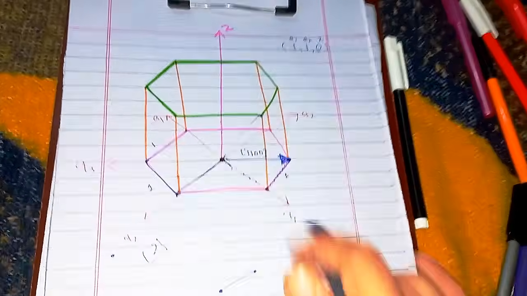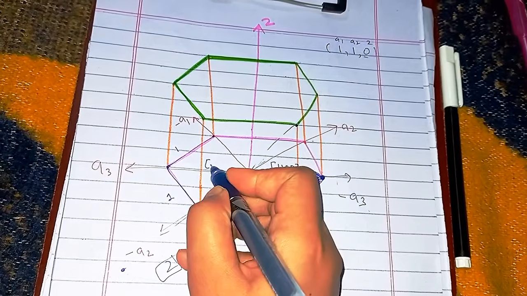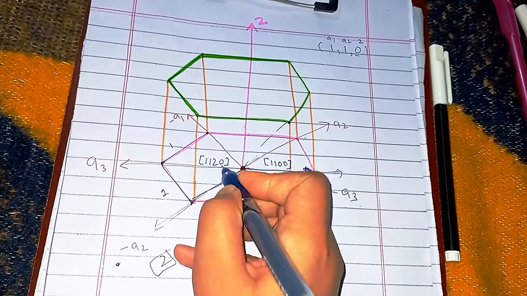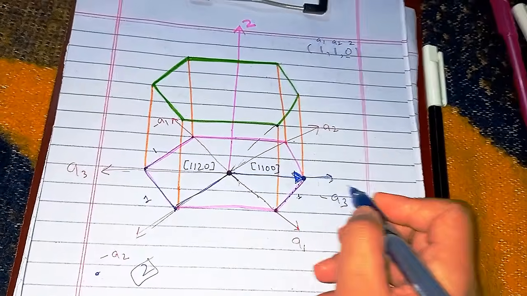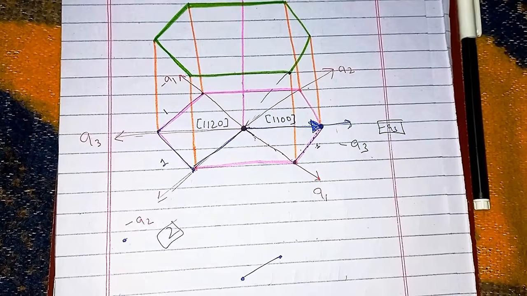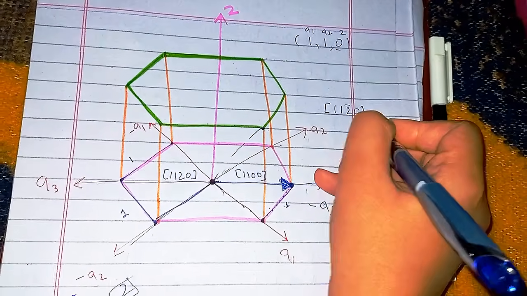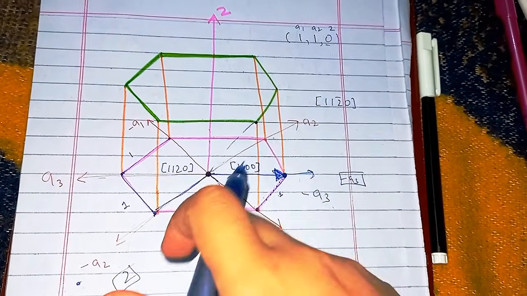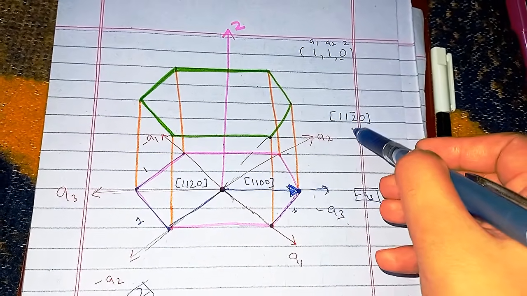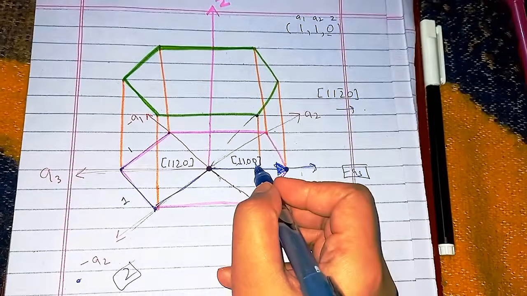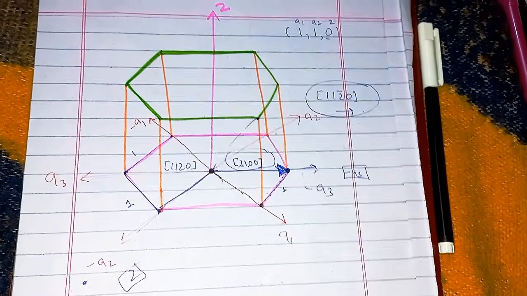And you can see this is the negative a3 direction. So we saw that 1 1 2 0 direction is parallel to a3 direction and 1 1 0 0 direction is parallel to negative a3 direction. And you must be wondering that I told you earlier that 1 1 2 bar 0 is parallel to a3 direction. You will be surprised to know that 1 1 2 bar 0 is parallel to 1100 direction. They are all representing the same direction.